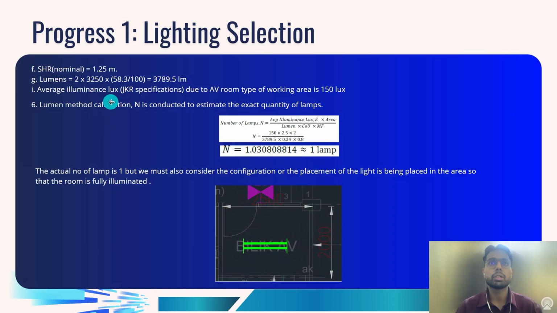And then the average illuminance according to JKR specification for the AV room type of working area is about 150 lux. By using the lumen method calculation, the number of lamps is estimated to get the exact quantity. By substituting the formulae, the number of lamps required is about 1 lamp. So the actual number of lamps is 1, but we must also consider the configuration of placement of the light in the area so that the full room is fully illuminated. In this case, I have placed it in the center to ensure uniform lighting, so that the light is reflected on the table and the user can see more clearly and more efficiently.